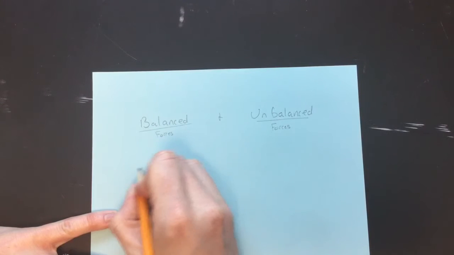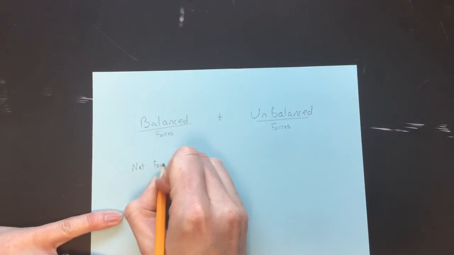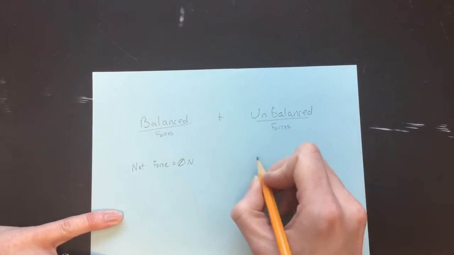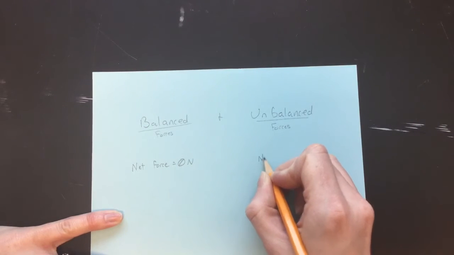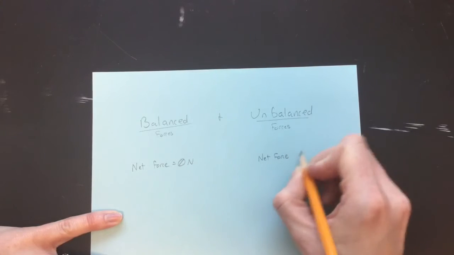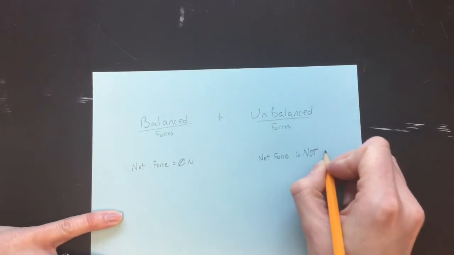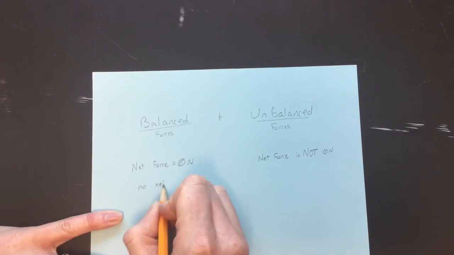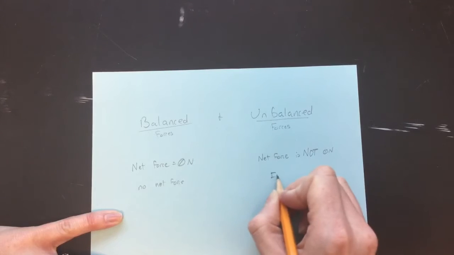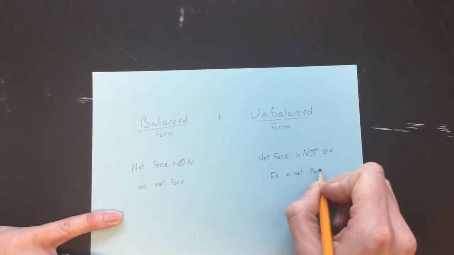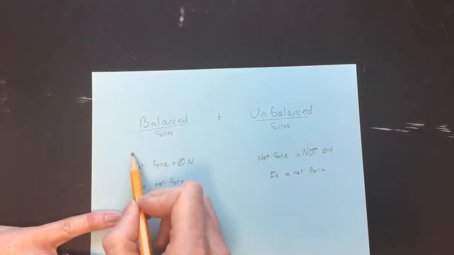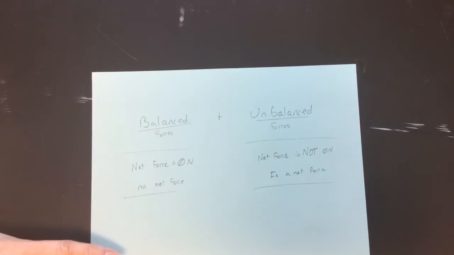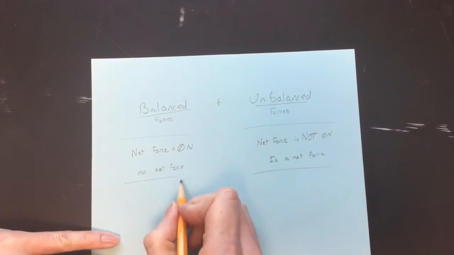Balanced forces mean that the net force is 0. We're going to kind of go across here. 0 newtons, okay? Unbalanced forces mean that the net force is not 0. So basically this means there's no net force, and this means there is a net force, okay? The nice thing about this is that any one of these things that you know can lead you to the other thing, okay?